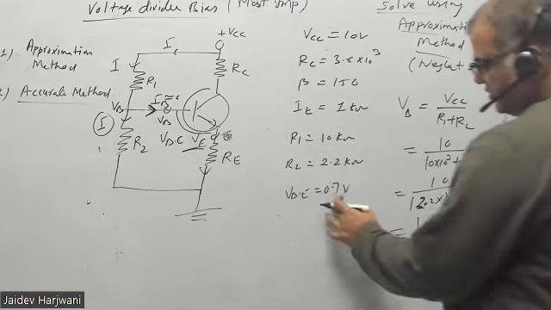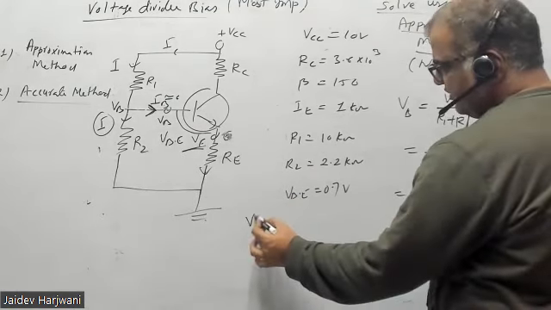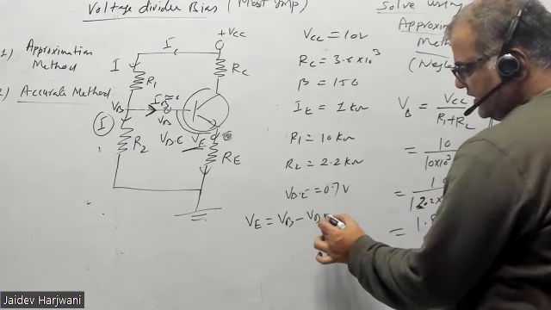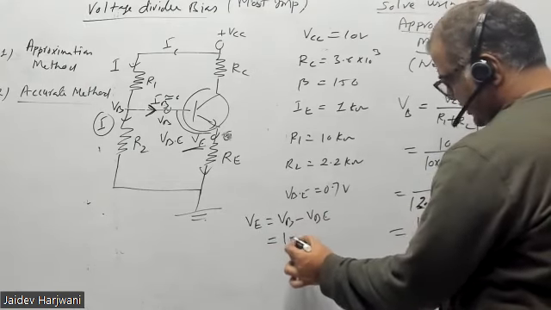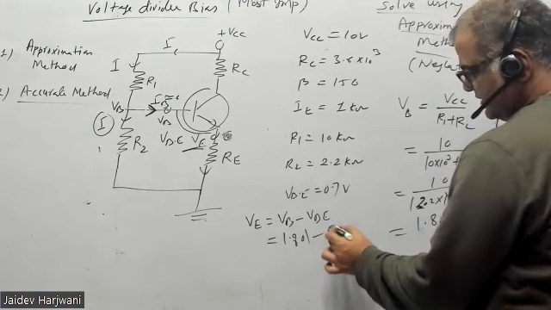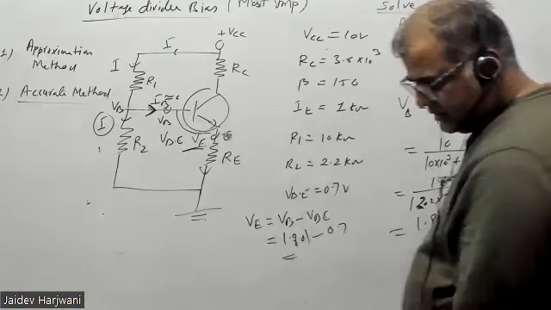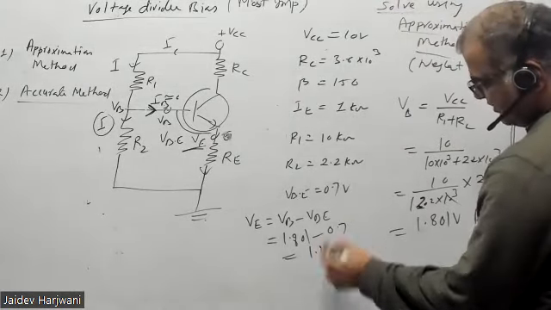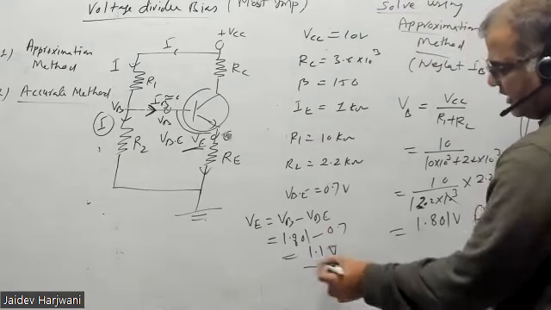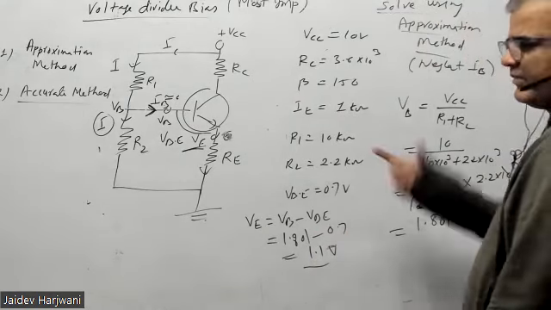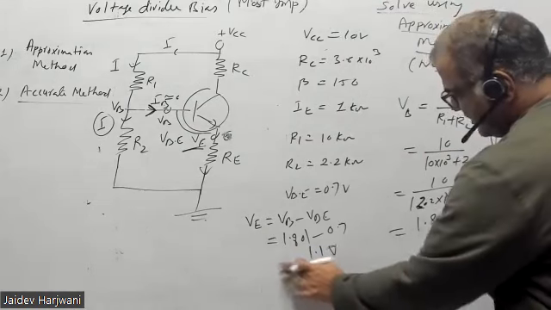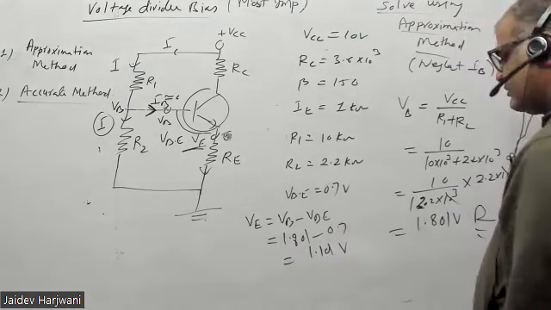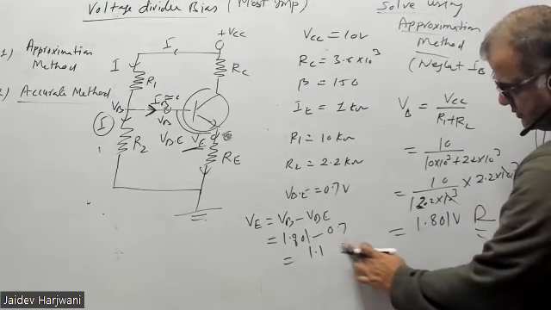Now you know the VB, so you can find VE. VE is VB minus VBE, that is 1.801 minus 0.7. So around 1.1 volt. Take 1.1 volt, but with time you have to do accurate calculation, otherwise in the exam sometimes a range will be given. So whatever, 1.101 volt, correct?